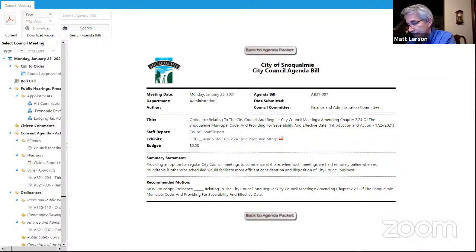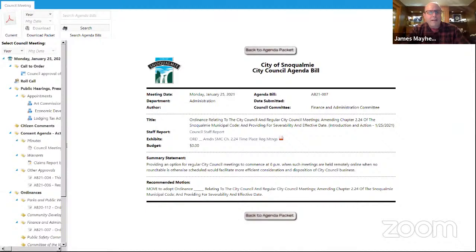But the main purpose, sorry, I got myself a little confused here. The main purpose is to remove from our ordinances the setting of our council meeting time and instead allow for it to be done by resolution. And then the resolution, which we'll talk about next, has to do with enabling language to allow us, when we are meeting virtually, to start at 6 o'clock if there's not a roundtable. It would leave our physical meetings the same as they always have been at 7 p.m.